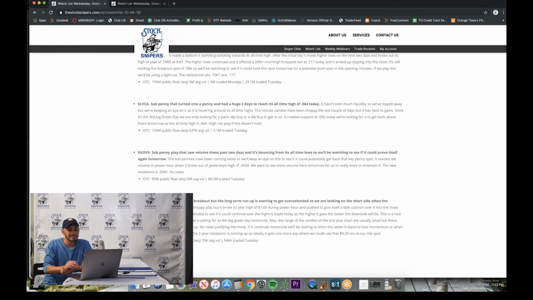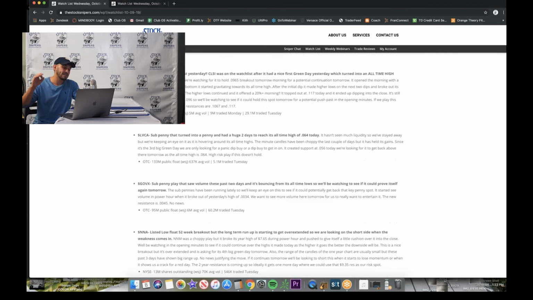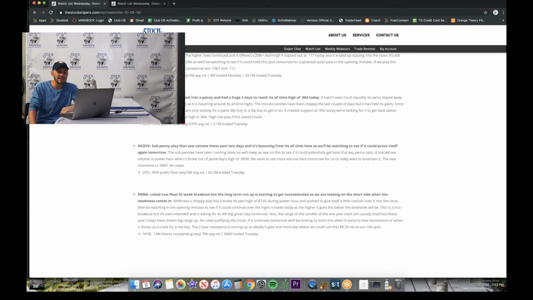And then lastly, guys, we'll wrap it up. This is actually a listed play. The top three were OTCs. This last one will be our listed play of the day. Again, guys, for us, there wasn't really anything that ideally lined up with what we love to see. CLSI, that was a nice play from yesterday's watch list. However, it was a very light day.